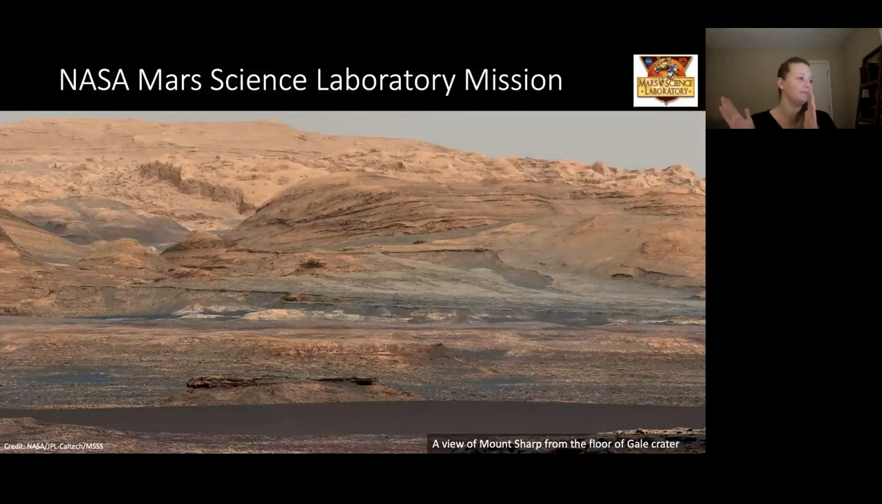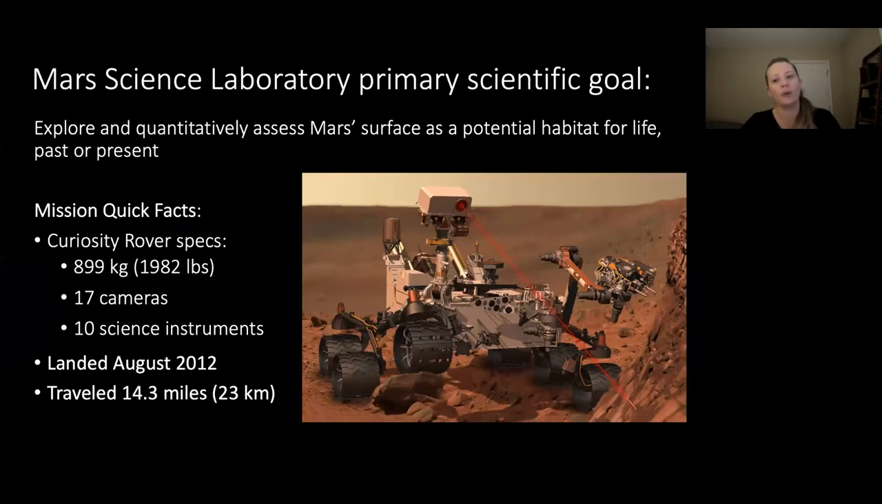So now that we got to talk about the cool NASA history on Mars there, let's talk a little bit about the MSL mission and how we explore Mars and some of our findings. So our primary scientific goal is to explore and quantitatively assess a local region on Mars' surface as potentially a habitat for life, either past or present, and to characterize the geologic history of this area.